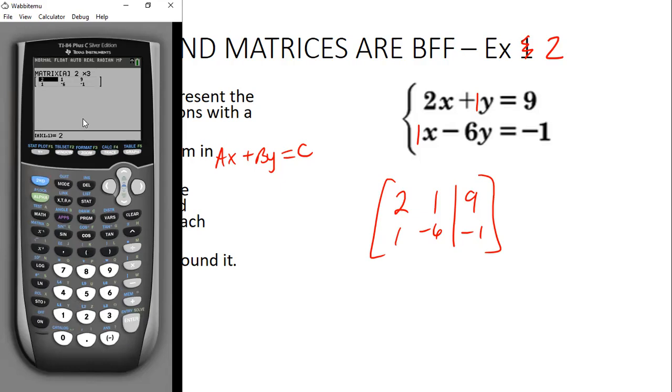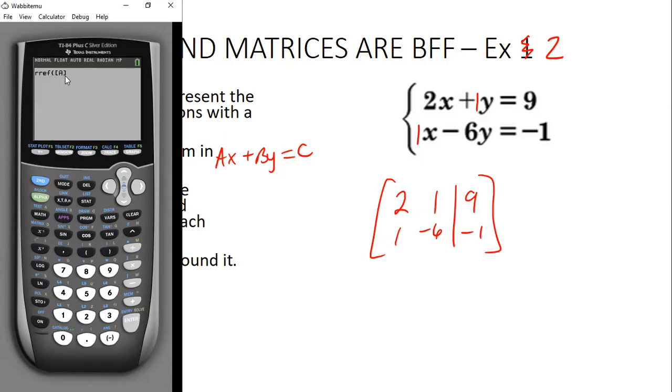I'm going to go back to my main screen. So I'm going to close out this matrix, second mode. And now I'm going to go to second, X to the -1 to get to the matrix. This time I'm calculating. So I go over to math and I'm going to scroll down until I see RREF. And there's my matrix that I created.